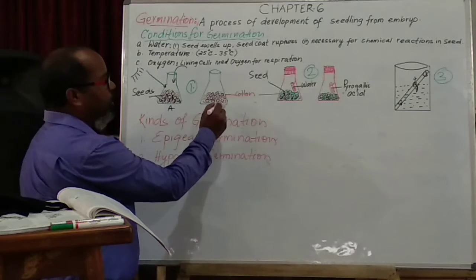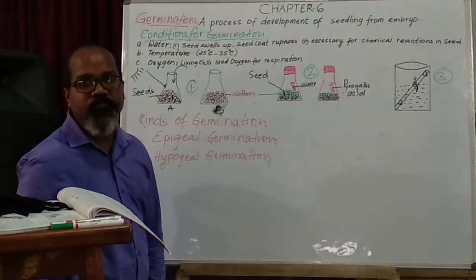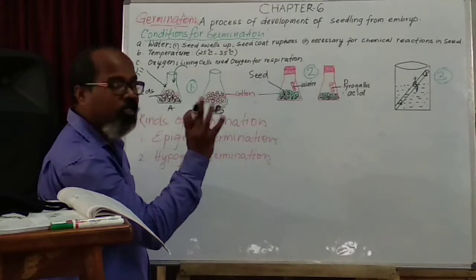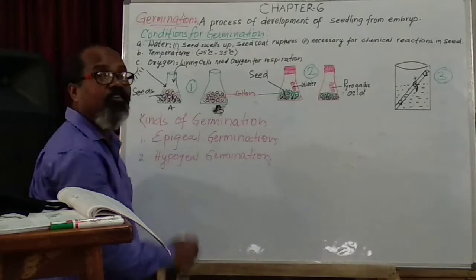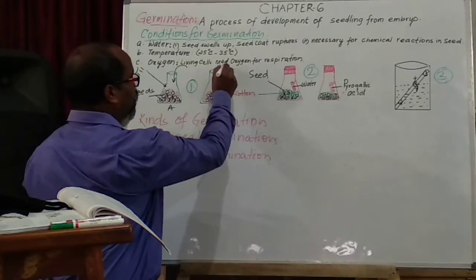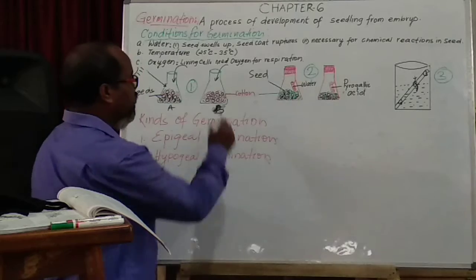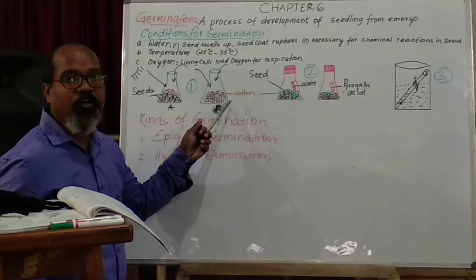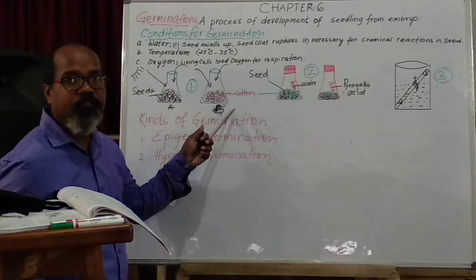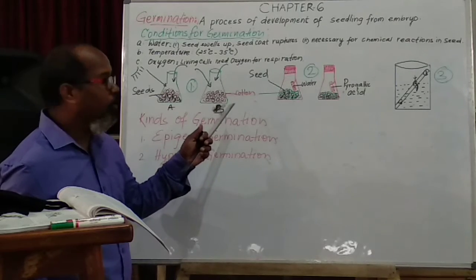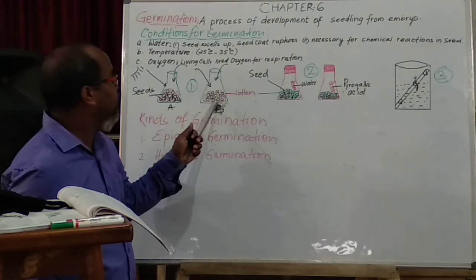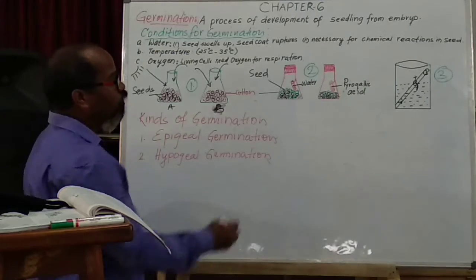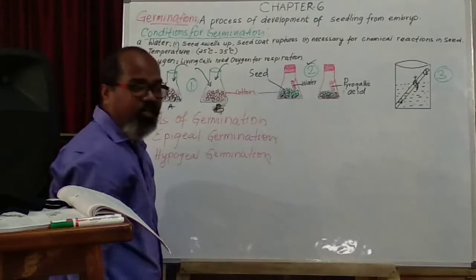In flask B, you do not have water. Only the dry cotton is there along with dry seeds. Oxygen supply is there, temperature supply is there, but there is no water. Seeds of flask B do not germinate because water is lacking. So this experiment suggests that water is very important for germination. Let's move on to the second experiment.